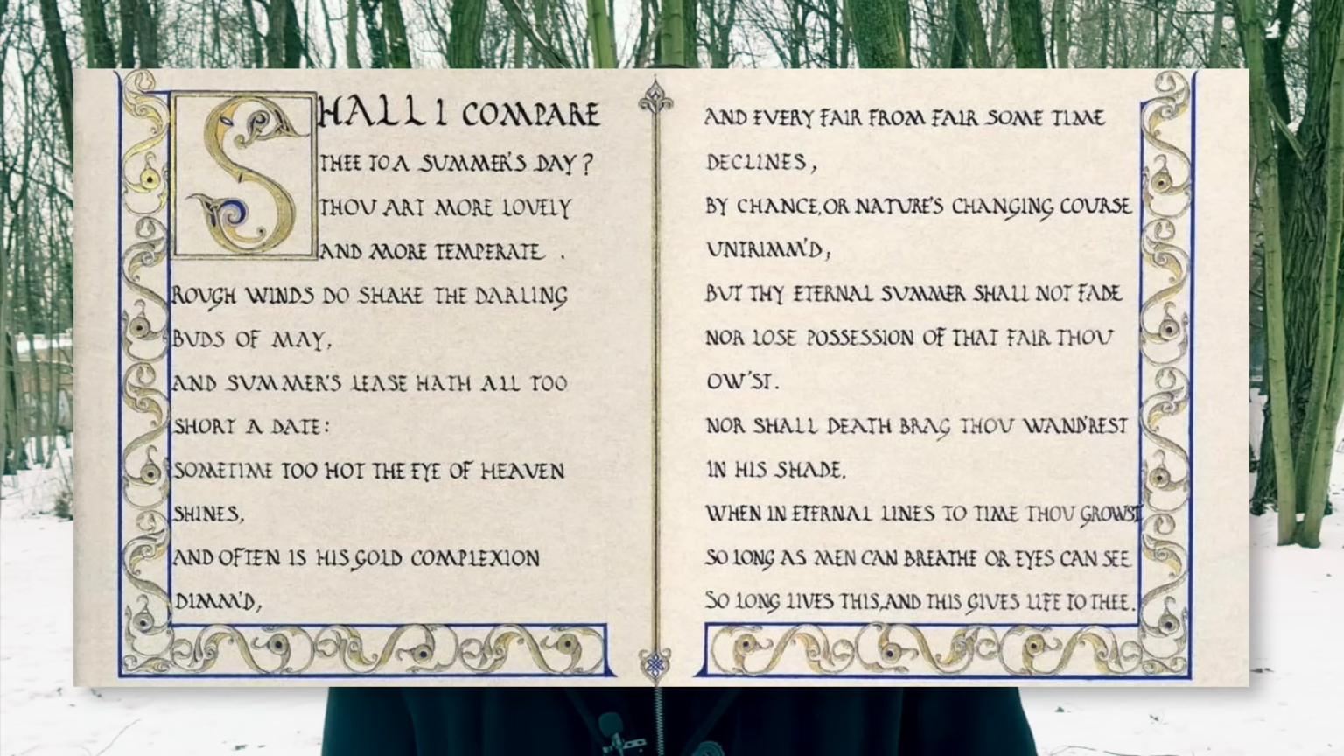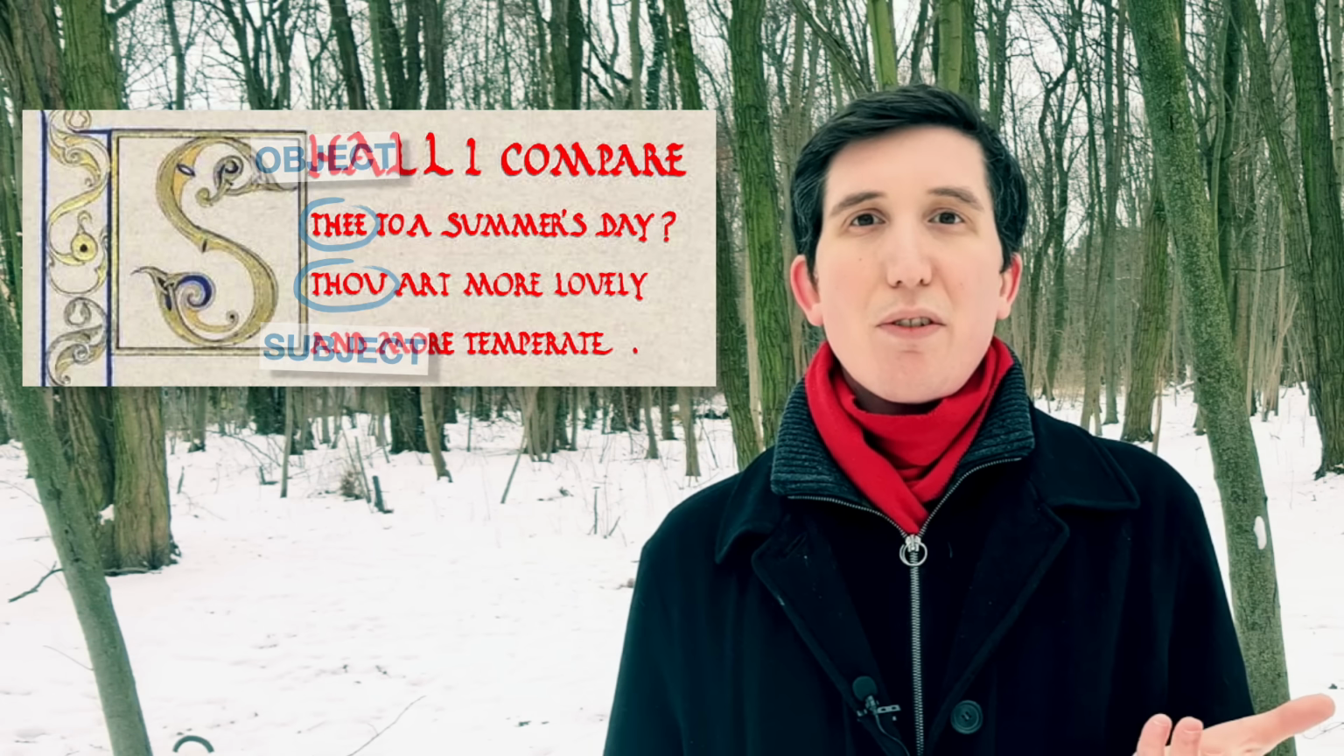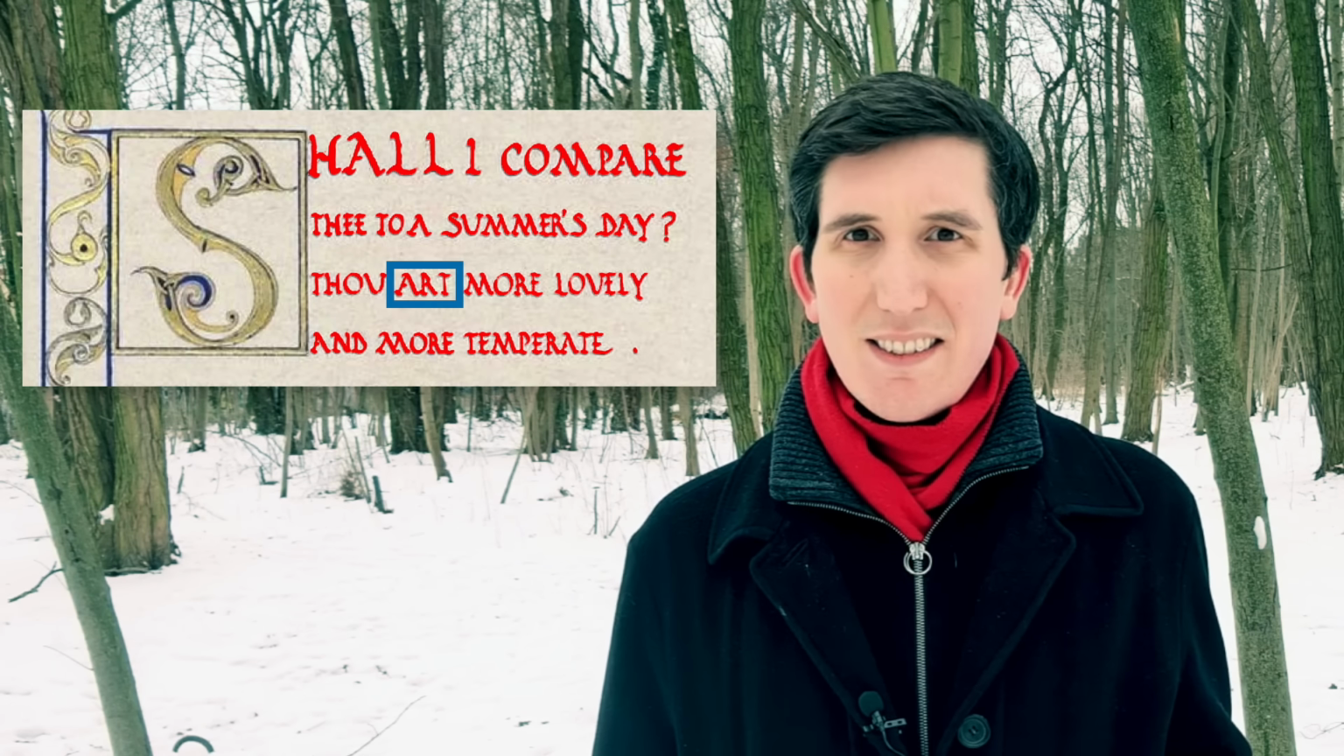So thou was used when the other person was the subject of the sentence, so the person that was doing the thing. When they were the object of the sentence, the person that the thing was being done to, you used thee instead. Shakespeare demonstrates this difference beautifully in one of his most famous sonnets, Sonnet 18. Shall I compare thee to a summer's day? Thou art more lovely and more temperate. Object, subject.